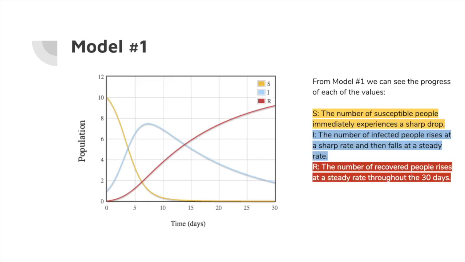So from this model, we can see the progress of each of the values. For S, the number of susceptible people immediately experiences a sharp drop. The number of infected people rises at a sharp rate, then falls at a steady rate. And then the number of recovered people rises at a steady rate throughout the 30 days.